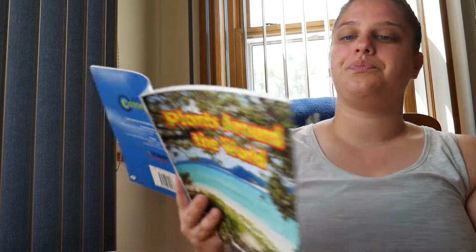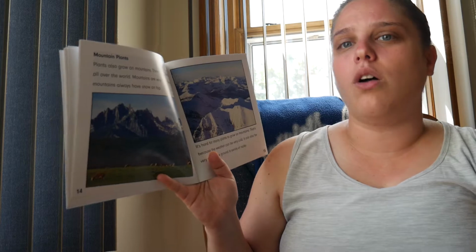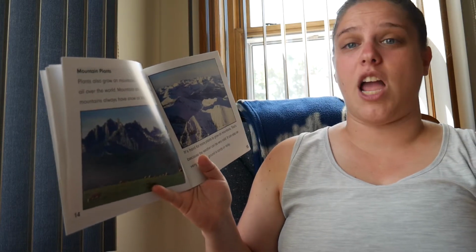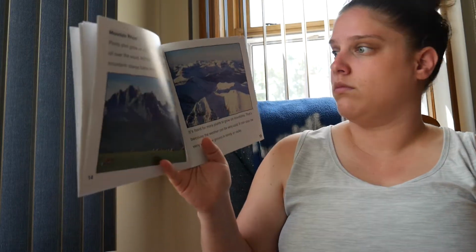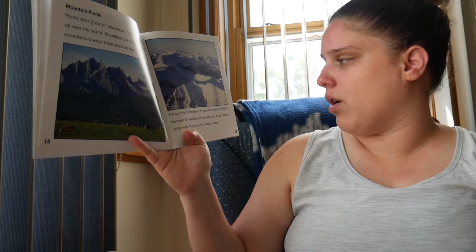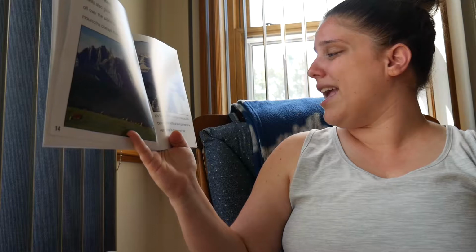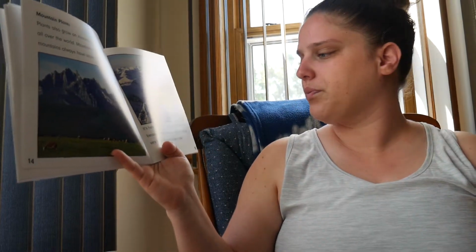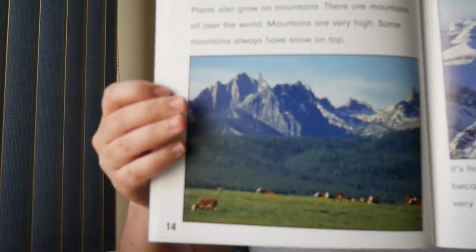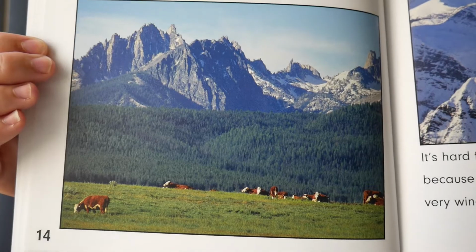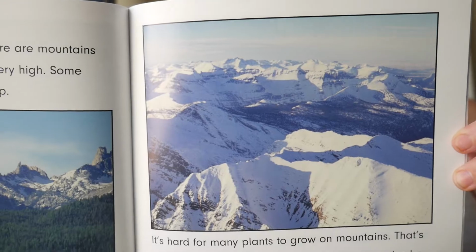Mountain plants. Plants also grow on mountains. There are mountains all over the world. Mountains are very high. Some mountains always have snow on top. It's hard for many plants to grow on mountains. That's because the weather can be very cold. It can also be very windy. The ground is sandy or rocky. Why is sandy and rocky ground a problem for plants?